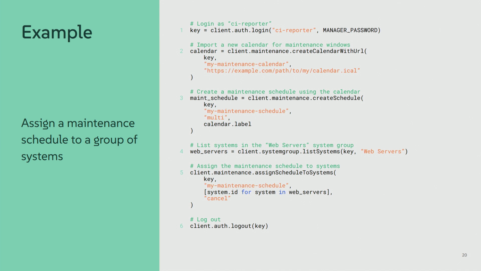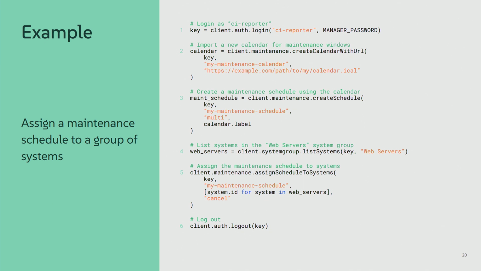And here, the second step, I'm calling the API method maintenance.createCalendar with URL. It accepts the label of this calendar that I pick, and as a final argument, the online URL to the iCal file. And at the third step, I'm creating the actual schedule using this calendar by calling maintenance.createSchedule. And here I pick a label for the schedule, and there's a keyword multi, which is not important for this example. And then finally, the label of the calendar itself.